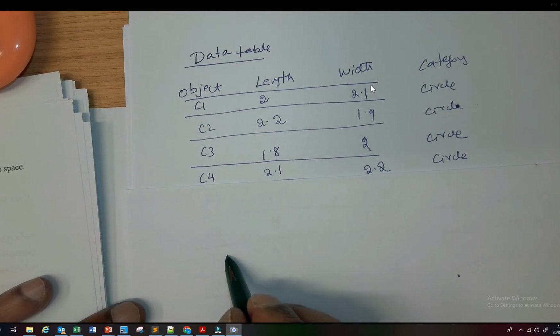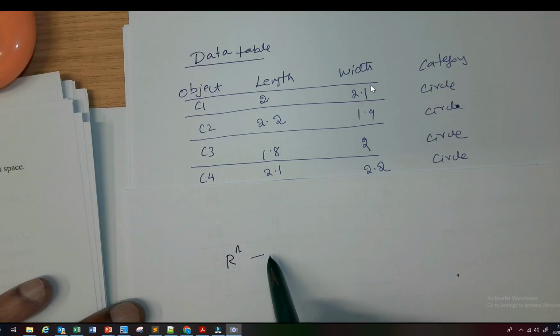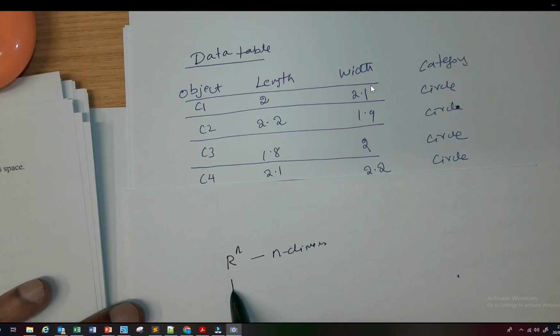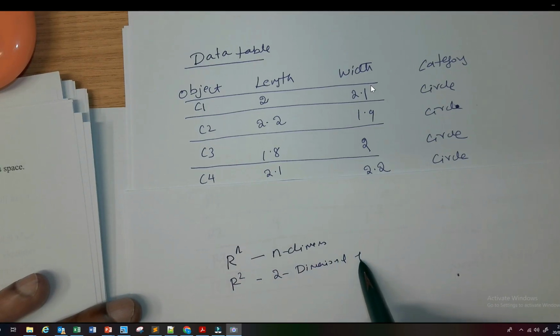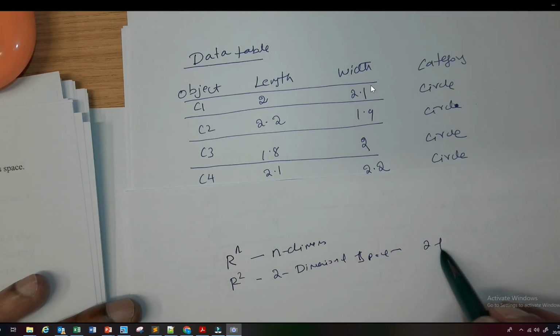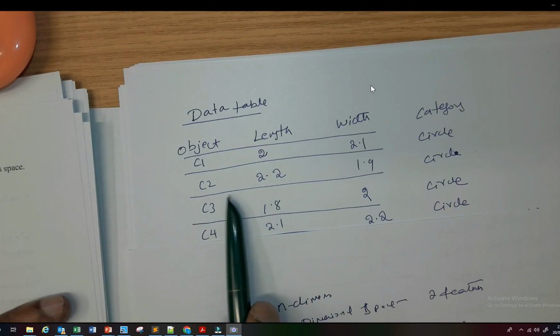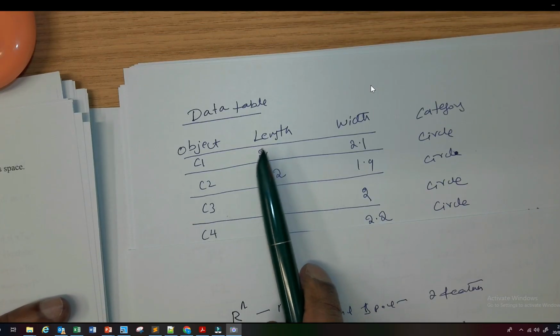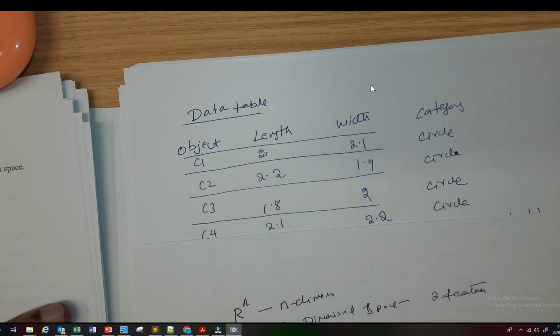Before we solve this type of problem using support vector machine, one point you should remember: I already explained what R is. R^n means we are dealing with n-dimensional space. If it's R^2, we're dealing with 2-dimensional space, or in other words, we have 2 features. For example, in this problem that we are going to solve, we have 2 features that characterize each object: length and width.